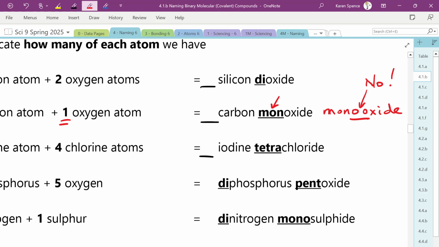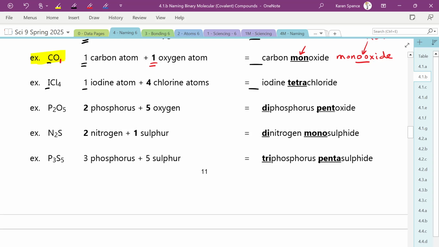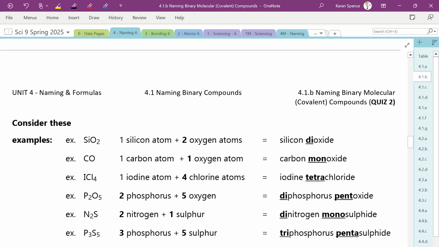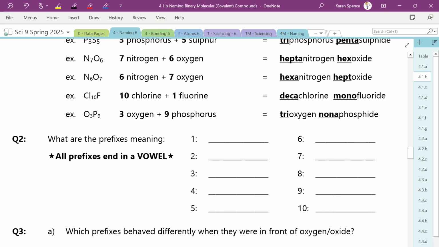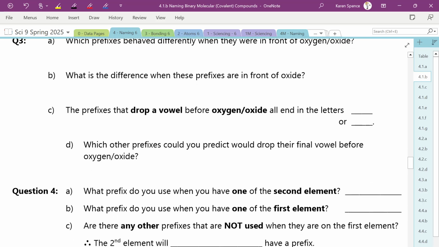Do you guys feel like you'd be ready to practice some of these? Okay. Feel free to look at the rest of the examples. Just ignore question 1, question 2. Just ignore question 4.